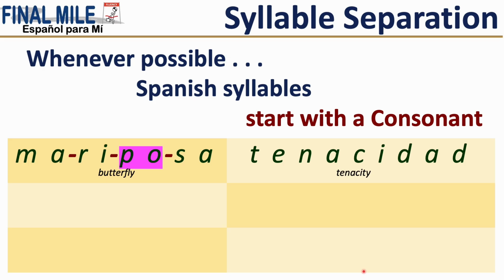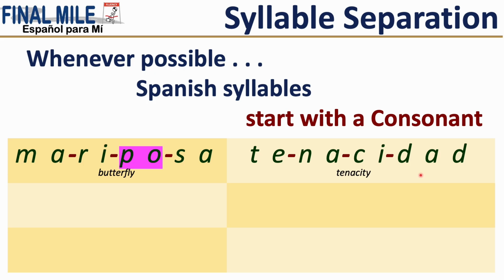Apply the same rules the way I just did with mariposa and figure out where the hyphens should be, where the syllables should be separated. So hopefully you are coming up between the E and the N. Another basic syllable, na. Another basic syllable, ci. And this last D cannot be a syllable by itself because it doesn't have a vowel, so it gets appended to the basic syllable da, becoming an extended syllable.